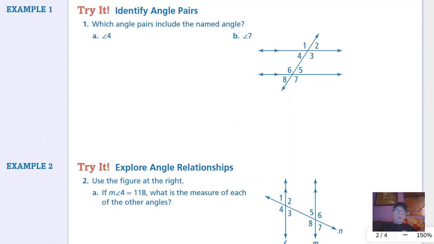So let's look at example 1. We want to identify angle pairs here. See what we have. Which angle pairs include the named angle? So we're talking about angle 4. So we could talk about 4 with 6 as being same side interior. We could talk about 4 and 8 as being corresponding. We could talk about 4 and 2 as being vertical.